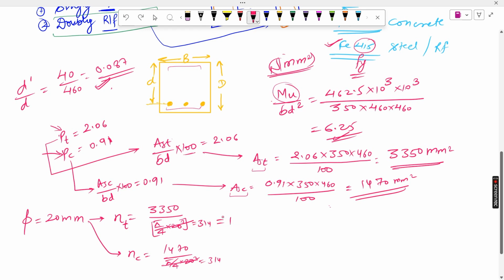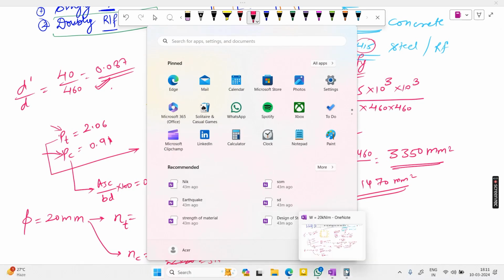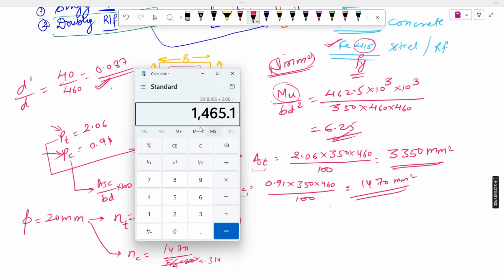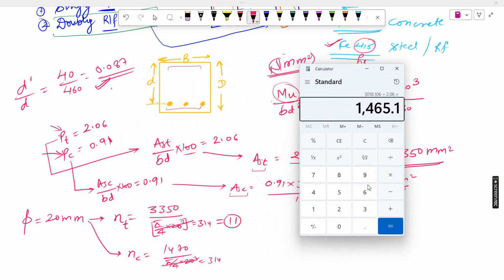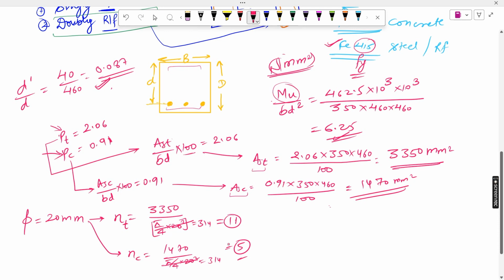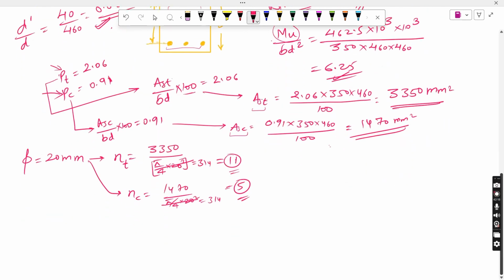That comes out as 10 bars. Not ten, 11 bars, because the value comes out something like that. And the second one is 1470 divided by 314, that is approximately 5 bars. So these are the numbers of bars that you have to provide in your cross-section.